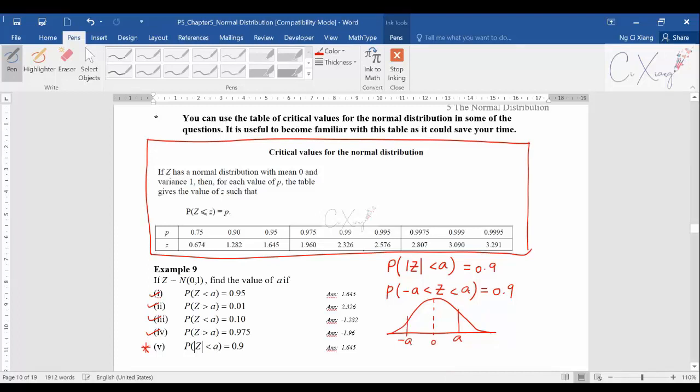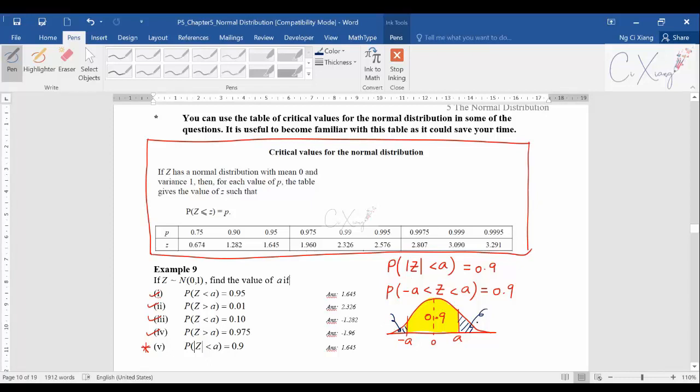So Z is between negative A and A. That means this is the area that they have. Now, if you look at this graph, what is the value for this area? The highlighted area is 0.9. That means by common sense, what is the value here? And what's the value here? These two values should be the same because the graph is symmetrical, right? Negative A and A should be symmetrical. Therefore, these two areas should be the same also. Just that I didn't draw evenly, okay? It should be the same.